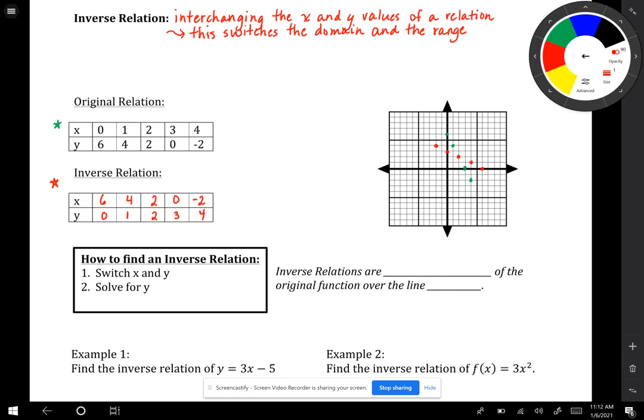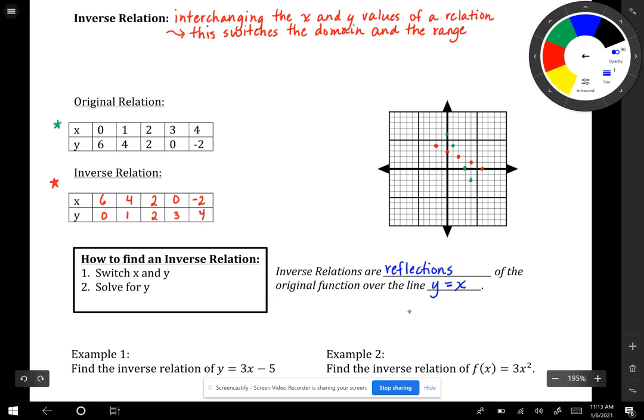If we look at the table below, how did we find an inverse? Step 1, we switched x and y. Step 2, you would solve for y. We didn't need to because we didn't have any kind of equation. So inverse relations are reflections. They're mirror images of each other over the line y equals x. And I will sketch that line for you guys here in a second.